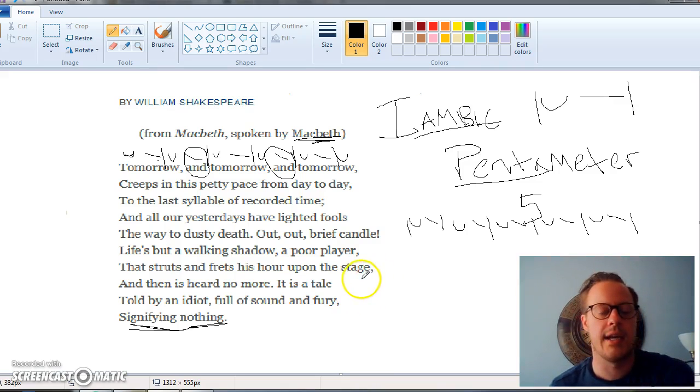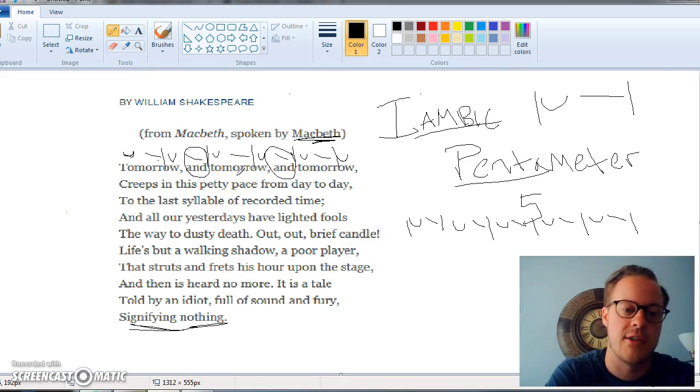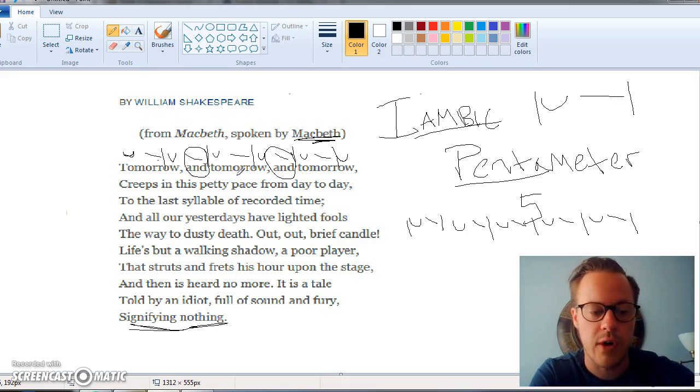So it's kind of interesting here that we have the ands, and it lends itself to that pace. So we have "tomorrow and tomorrow and tomorrow. Creeps in this pace from day to day to the last syllable of recorded time."